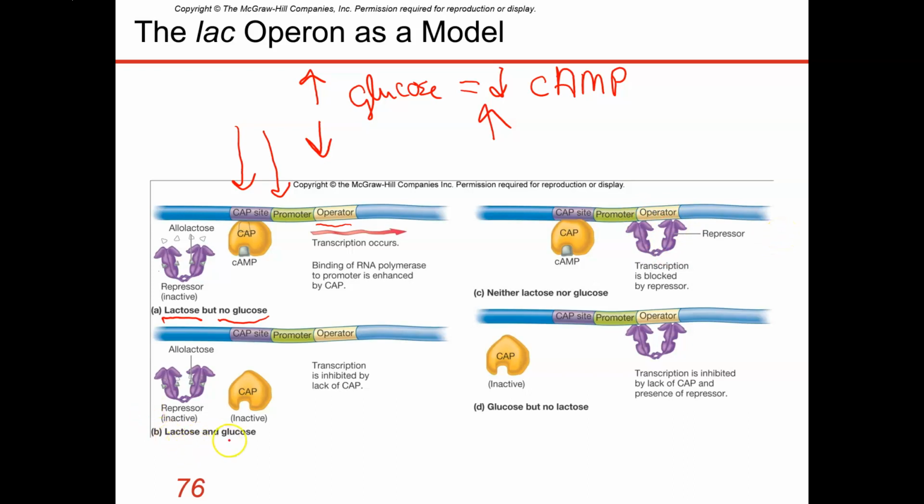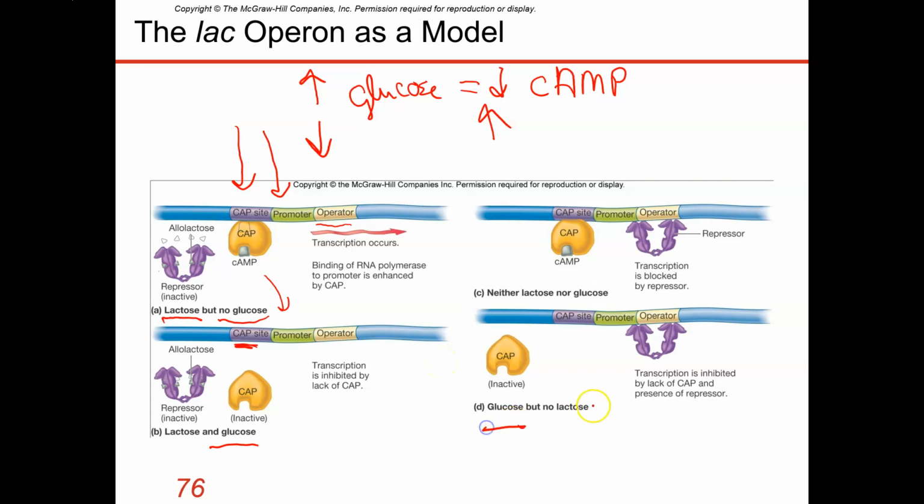Here you have lactose and glucose in the environment. So there's lactose, which means lactose binds to the repressor protein, and the repressor protein comes off of the operator site. But there's also glucose, so you have a lot of glucose, which means you don't have cyclic AMP, so cyclic AMP doesn't bind to the CAP binding site, so there's nothing bound here. So RNA polymerase can't bind and produce its transcript.